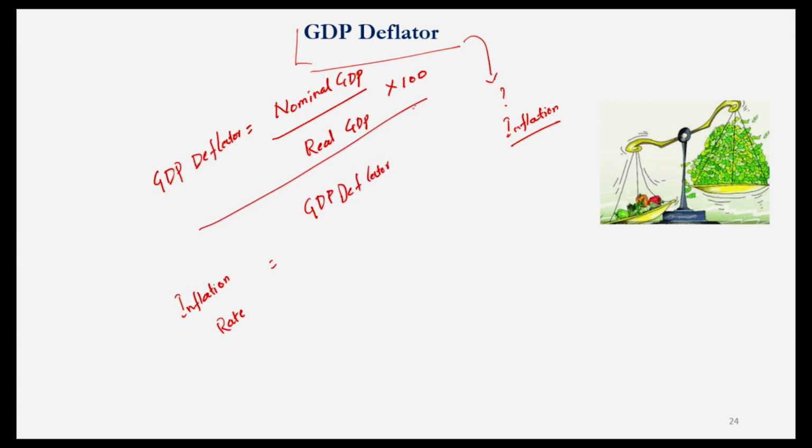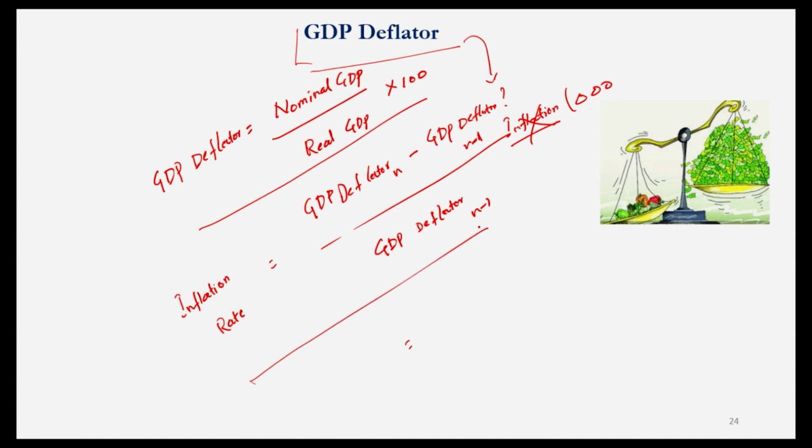Divide nominal by real GDP. Simply, the rate of change in the GDP deflator, that means GDP deflator of n minus GDP deflator of n minus 1, divided by GDP deflator of n minus 1, multiplied by 100, gives you the rate of inflation. So imagine you have substituted the values. N stands for the current year, n minus 1, as you are already aware, stands for the previous year.